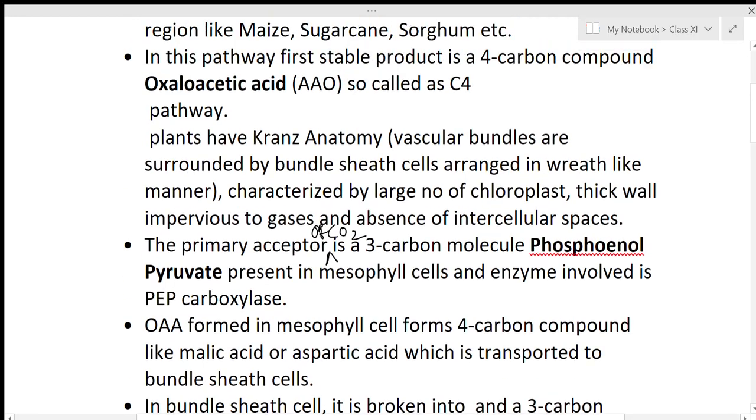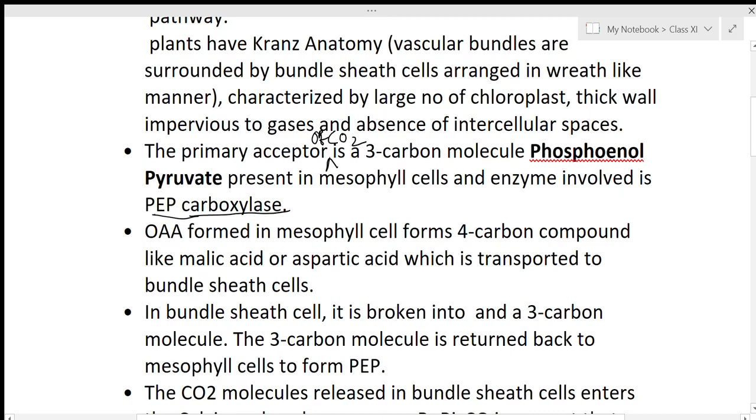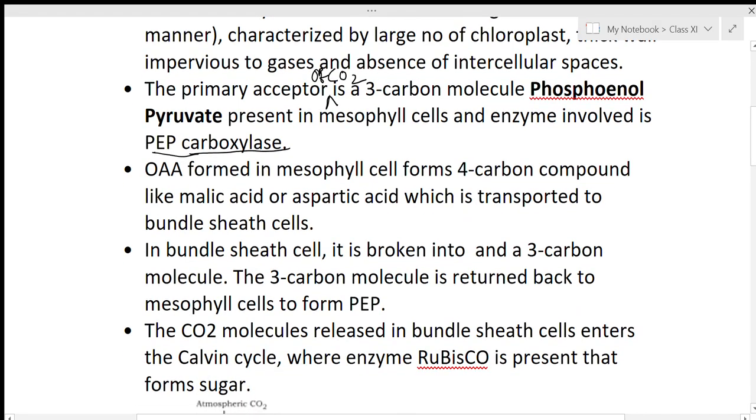We can read that phosphoenol pyruvate is combining with CO2 in the presence of this enzyme. The name of the enzyme is phosphoenol pyruvate carboxylase. In short, we can say it is PEP carboxylase. OAA, that is oxaloacetic acid, is formed in the mesophyll cell, and forms 4 carbon compounds like malic acid and aspartic acid, which are transported to the bundle sheath cell.